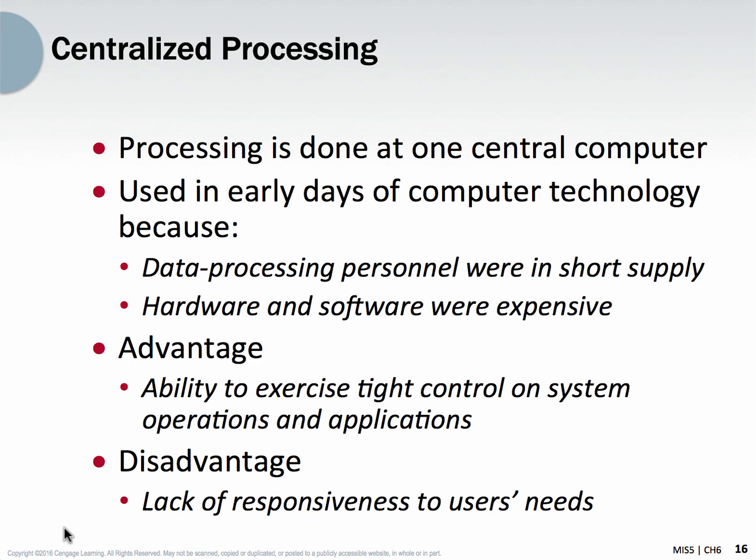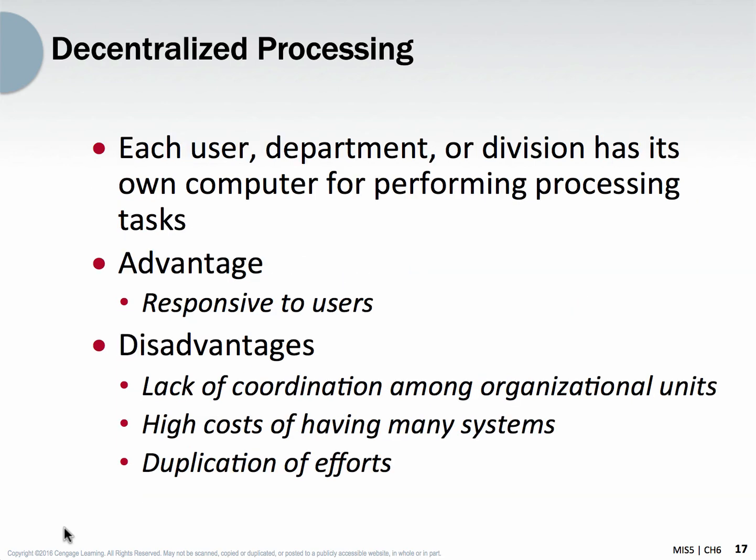The opposite of that is decentralized processing. So, each department, division, each area has its own processing folks. Now the advantage is that it's very responsive, but some of the disadvantages are that it has a lack of coordination, and it's expensive because you have more systems. And then finally, everyone's doing the same thing, so we have a duplication of efforts.